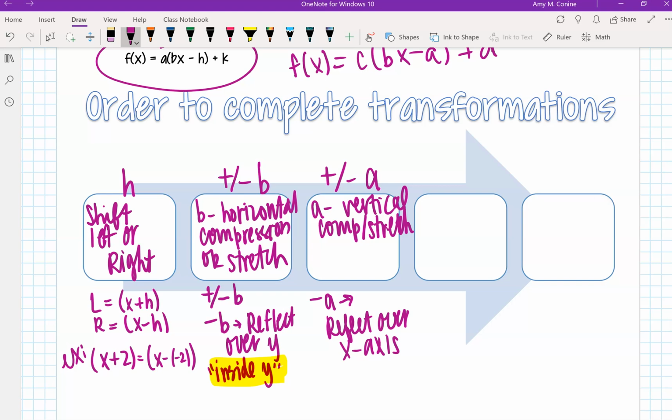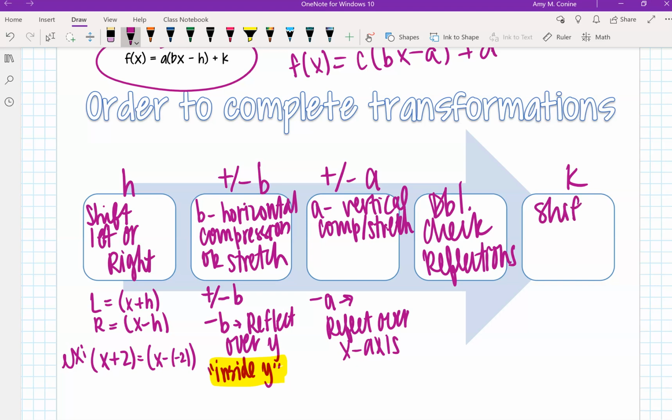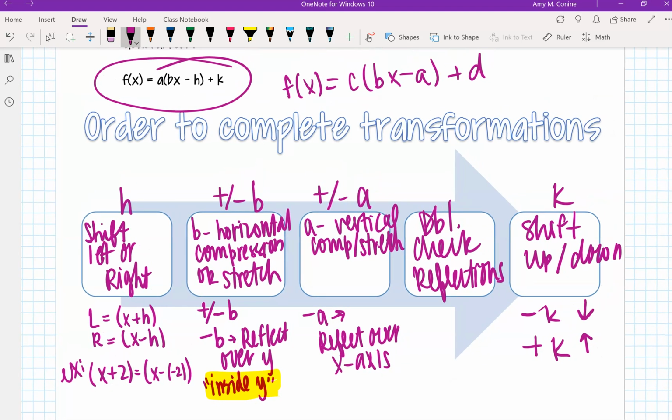So at this step, you need to double check your reflections. Okay, double check your reflections and make sure that you've done inside y or outside x. And then the last one is this k. That's going to be a shift up or down. Okay, so a negative k is a shift down. A positive k is a shift up, just like the formula has. It's a plus k in your formula, so if you have a negative k, that means you have a negative number. If you have a plus k, that means you have a positive number.